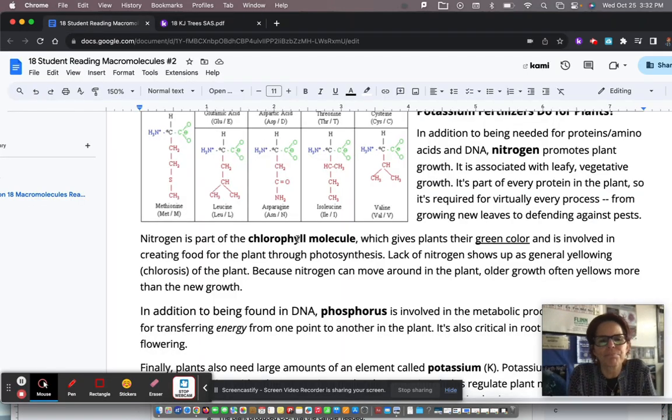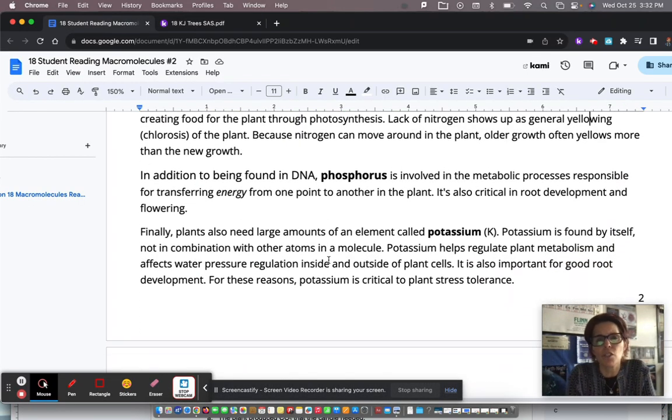All right, phosphorus. Let's take a look. What would happen if the soil didn't have phosphorus in it? So, in addition to being found in DNA, well, that's going to be a problem. If there's no phosphorus, the plant can't make its DNA, can't do anything then. Phosphorus is involved in the metabolic processes responsible for transferring energy. Oh, so it's going to have low energy.